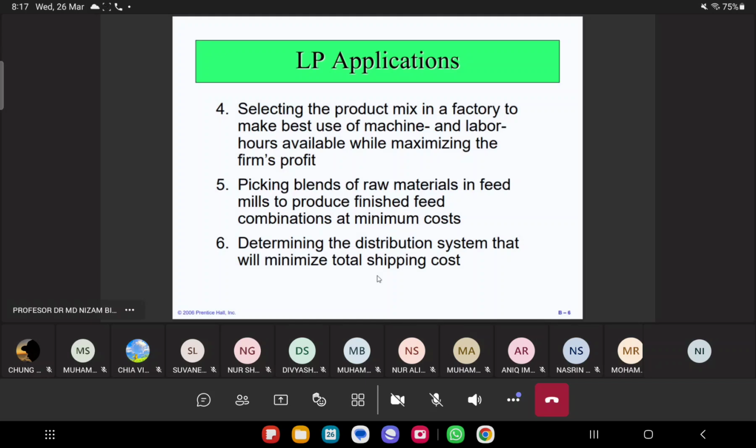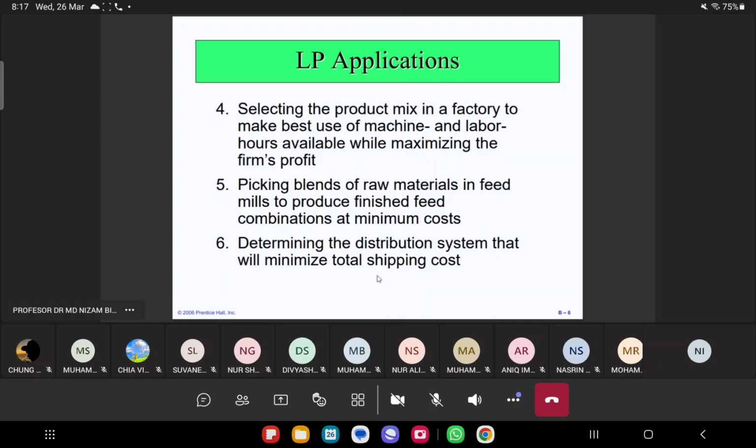It will tell you, for example, how many kilos of wheat need to be blended with how many kilos of corn and how many kilos of rice, such that it meets the protein and carbohydrate requirement of animal feed, and you can do it at minimum cost. So basically, this can be solved using a linear programming application.